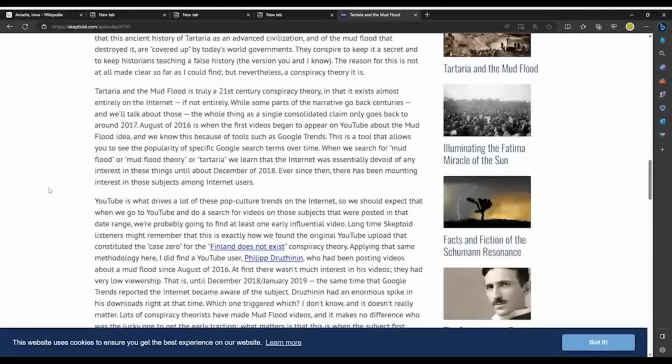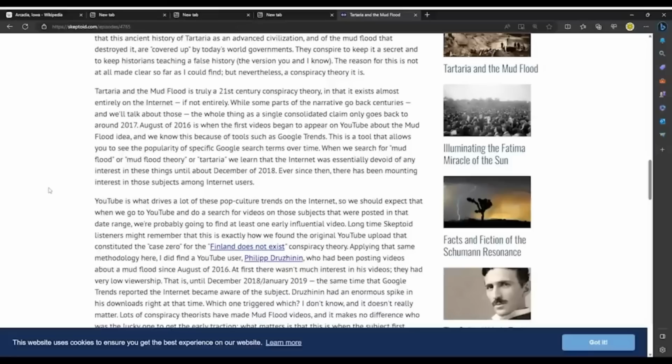Ever since then, there has been mounting interest in those subjects among internet users. Now, it is true, it has spread across the internet, but that's the whole point of the internet. And you have to wonder, is this something that was originally intended to be misinformation, but now it's gone too far? We can compare and contrast what happened in the 1970s with all of the alternative research, which a lot of people probably correctly summarize is information that was intentionally released to the public to mislead them.